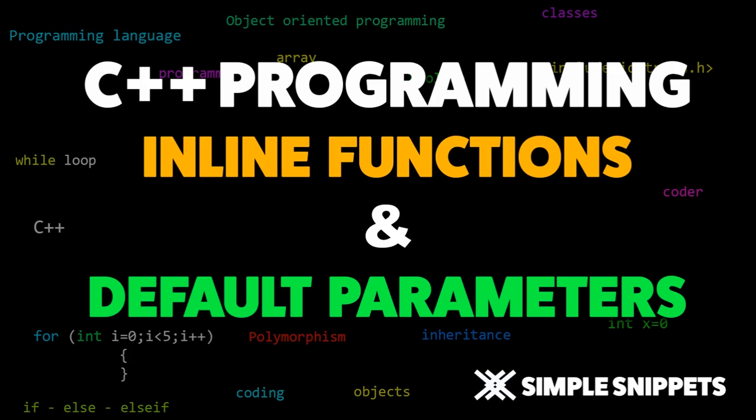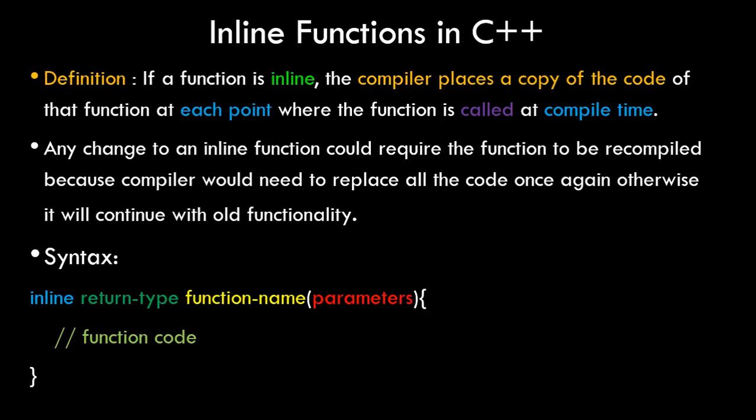In this video we are going to be talking about inline functions, what inline functions are and how they are different from normal functions, and we are also going to talk about how to use default parameters. So let's talk about inline functions in C++. Let me just read out the definition. If a function is inline, the compiler places a copy of the code of that function at each point where the function is called at compile time.